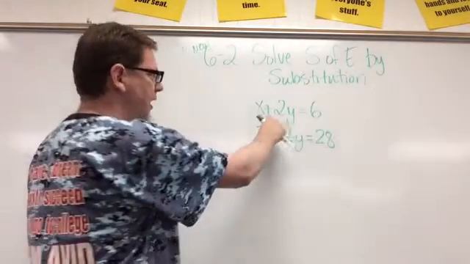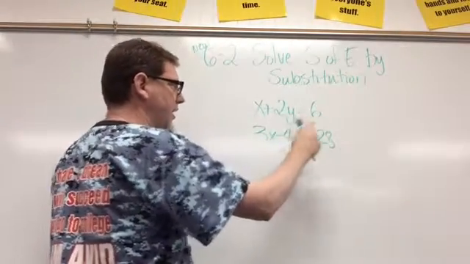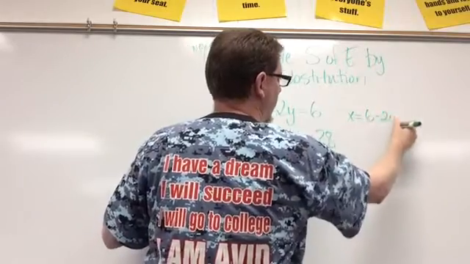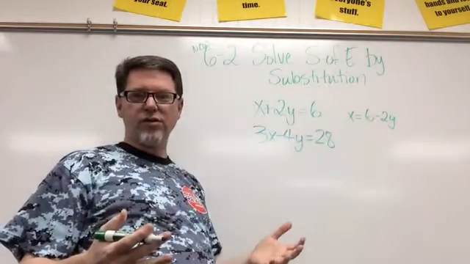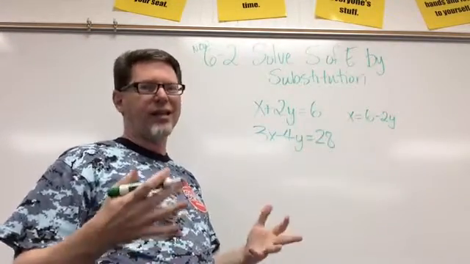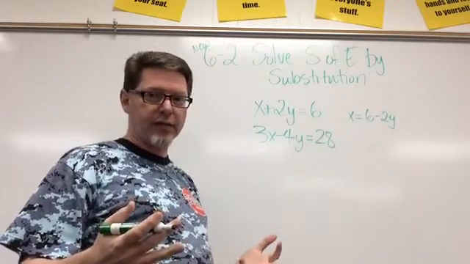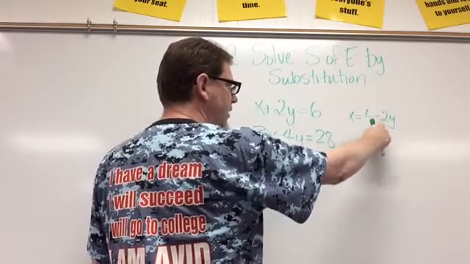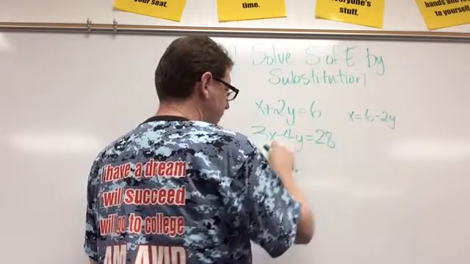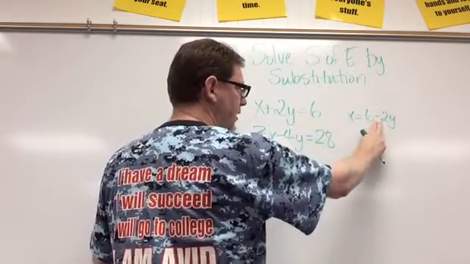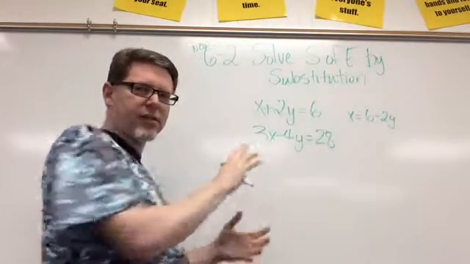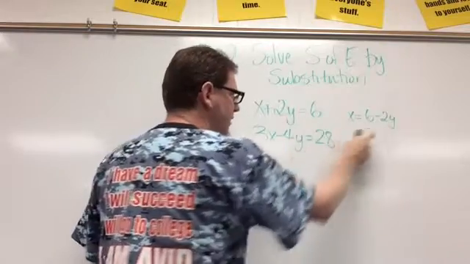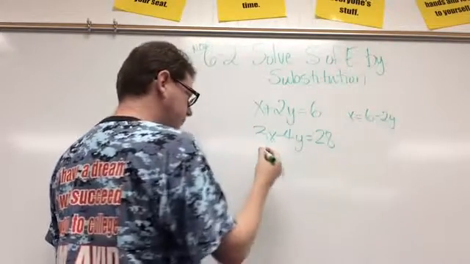So in doing that, I have to subtract 2y from both sides. So x equals 6 minus 2y. You could also do negative 2y plus 6. In this case, it doesn't matter because I'm not graphing it. So now I know x equals 6 minus 2y. So let's plug x here. Let's substitute 6 minus 2y for this x. That's where the whole word substitution comes from. I'm substituting this x for 6 minus 2y.